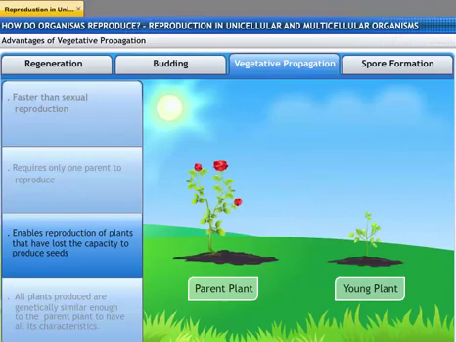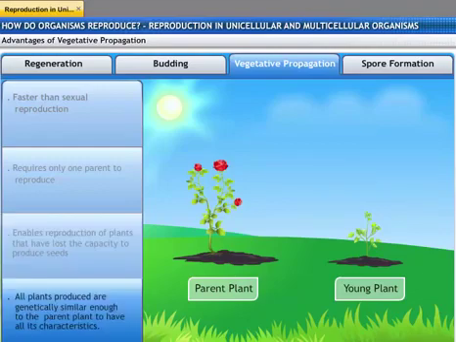Lastly, observe this rose plant and its parent plant. Can you make out any significant differences? Not really, right? Plants produced through vegetative propagation are genetically similar enough to the parent plant to have all its characteristics.